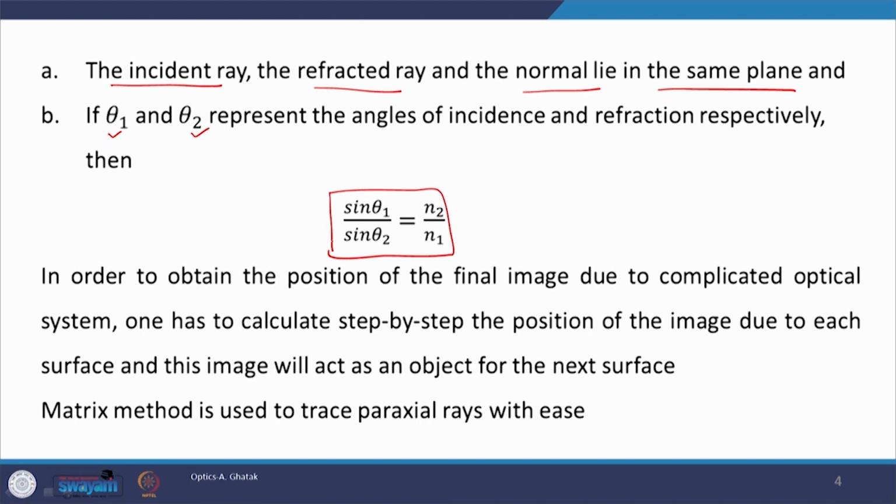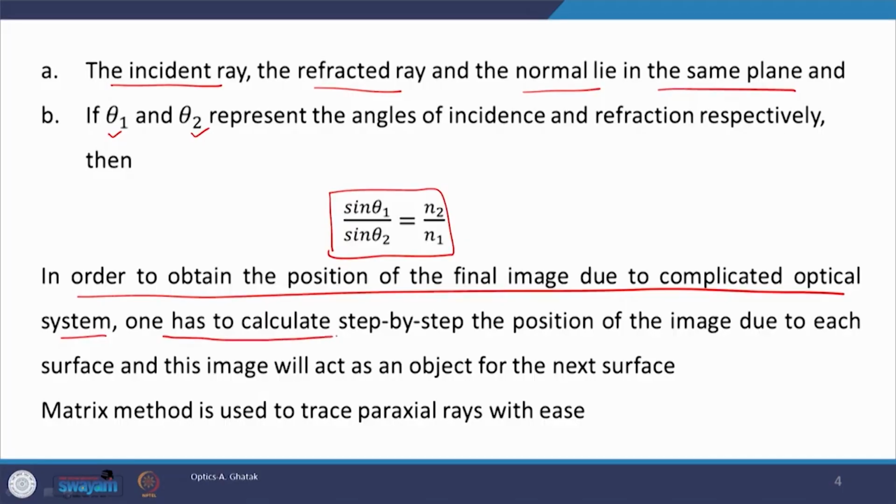Now, as I said earlier, in order to obtain the position of the final image due to complicated optical systems, what do I mean by complicated optical systems? Many lenses. If we stack together many lenses and then shine a ray on it, it would be very difficult to calculate the direction of the refracted ray which finally comes out of this stack of lenses, because at each interface you will have to exercise these two conditions.